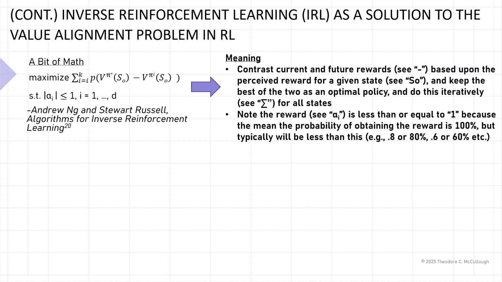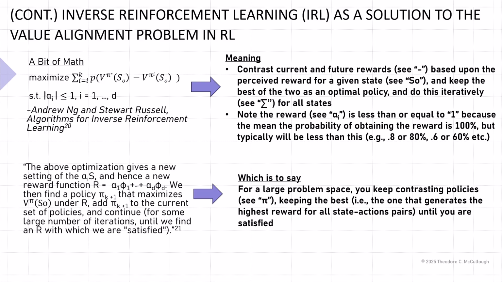What this seeks to do is to contrast the current and future rewards, see the minus sign of the difference, based upon the perceived reward for a given state, here S0, and to keep the best of the two as an optimal policy. And you do this iteratively for all states. That's why there's a summation sign. And again, note that the reward here is less than or equal to 1, because 1 means that the probability of obtaining the goal is 100%. Typically it'd be less than this.